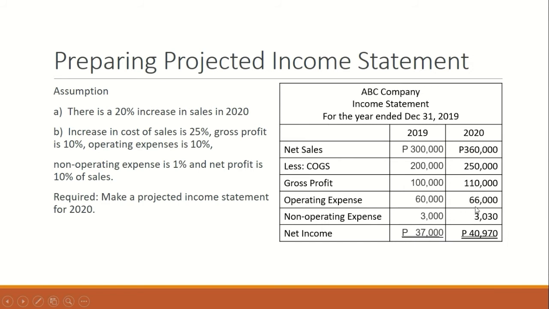So in operating expense naman, nagkaroon tayo ng increase na 10%. So 60,000 times 10% is equivalent to 66,000. So in non-operating expense naman, nagkaroon tayo ng increase na 1%. So 3,000 times 1% is equivalent to 3,030. So in total, meron tayong net income for 2020 na 40,970 pesos.